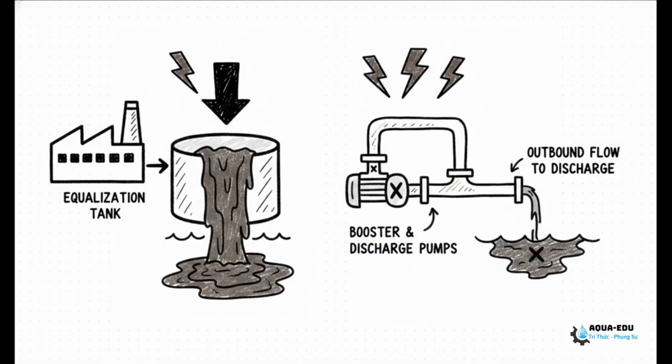Meanwhile, mechanically speaking, gravity just takes over. Untreated wastewater from the factory might just keep right on flowing into your equalization tank, causing water levels to visibly rise, which is a huge red flag for an impending overflow. At the exact same time, down at the tail end of the plant, the outbound flow to discharge will either slow to a mere trickle or stop entirely, simply because the booster and discharge pumps are dead.